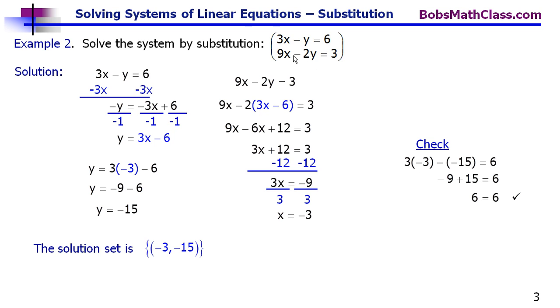Let's replace the x with negative 3 and the y with negative 15 into the bottom row. Do the multiplication. That's a negative 27. 2 times negative 15 is negative 30, but there's already a minus sign in front of it, so that's going to turn into a plus 30. And that'll give us 3 equals 3.